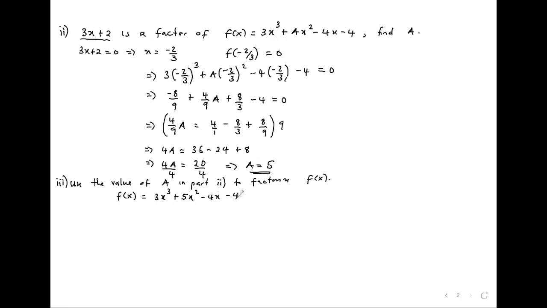The good news is that the factor is already there. We have negative 2 over 3 as a factor. So if we collect the coefficients, we can then use synthetic division. If we multiply here, we get negative 2. Do the addition, we get 3. We get negative 2. Do the addition, we get negative 6. We get positive 4.